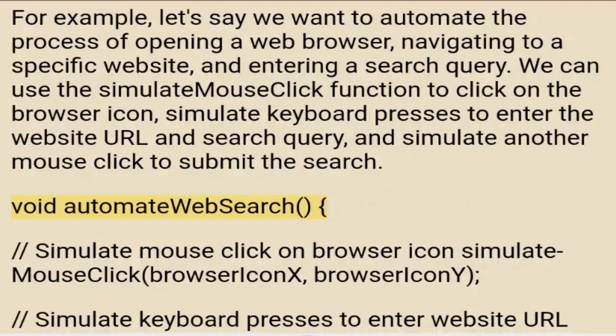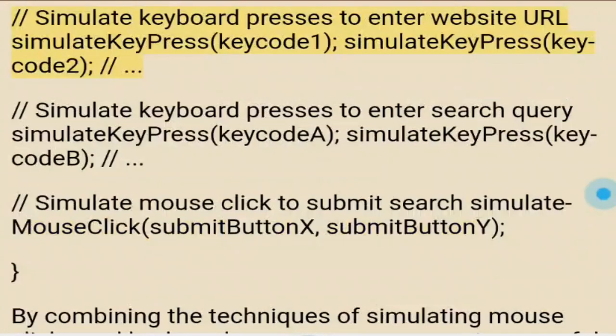void automate_web_search. Simulate mouse click on browser icon: simulate_mouse_click(browser_icon_x, browser_icon_y). Simulate keyboard presses to enter website URL: simulate_key_press(keycode1), simulate_key_press(keycode2). Simulate keyboard presses to enter search query: simulate_key_press(keycodeA), simulate_key_press(keycodeB). Simulate mouse click to submit search: simulate_mouse_click(submit_button_x, submit_button_y).